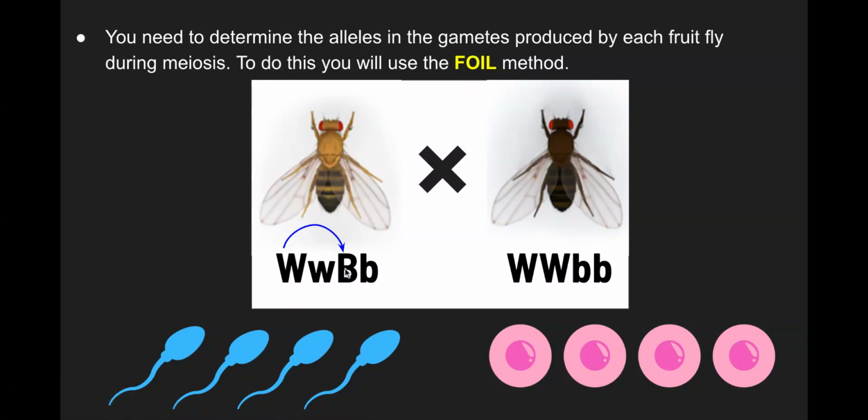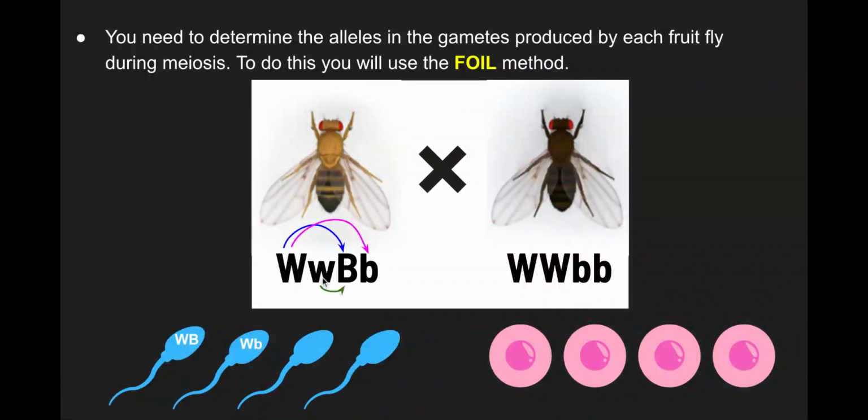That big W and that big B are going to combine, and that will be found in one of this fruit fly's sperm. Now we're going to take that first letter, the big W, and put it with the other b. So now that big W and that little b, that's a combination of alleles. That goes in the second sperm. Notice we've put that big W with both of the B's, so we're finished using that big W for now.